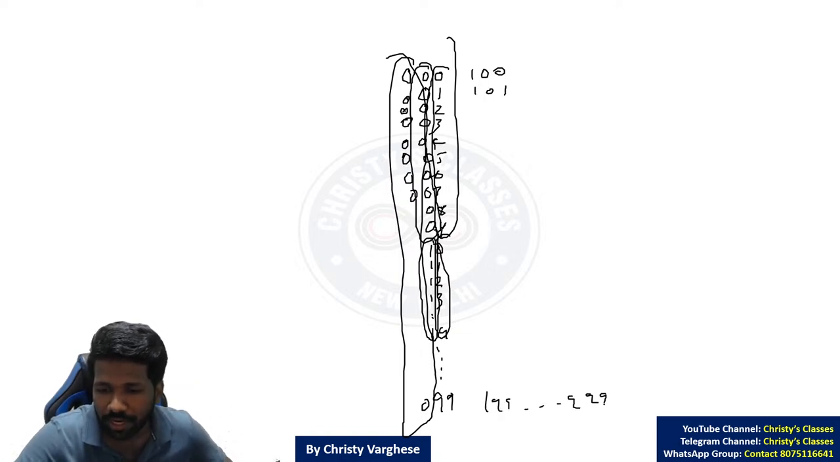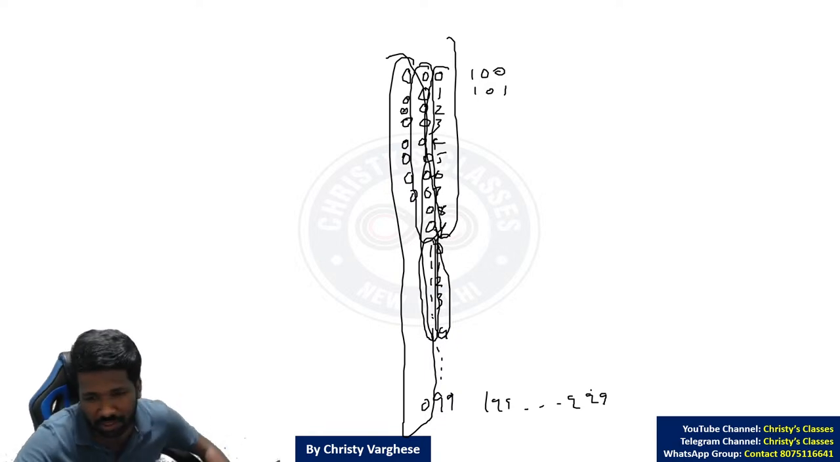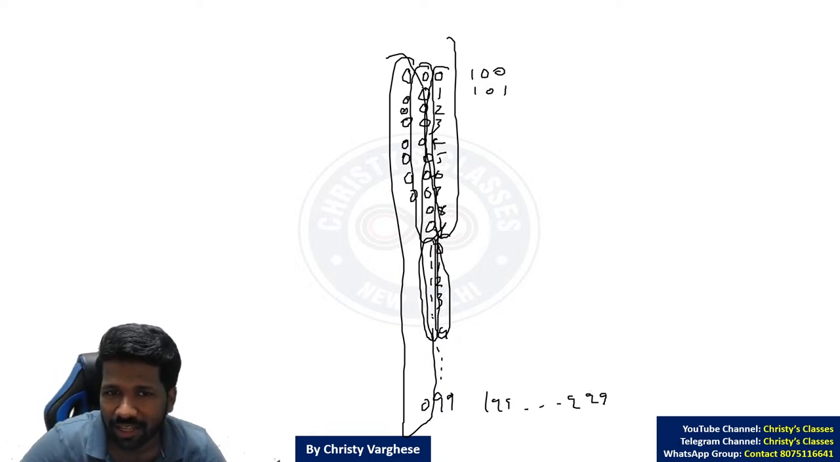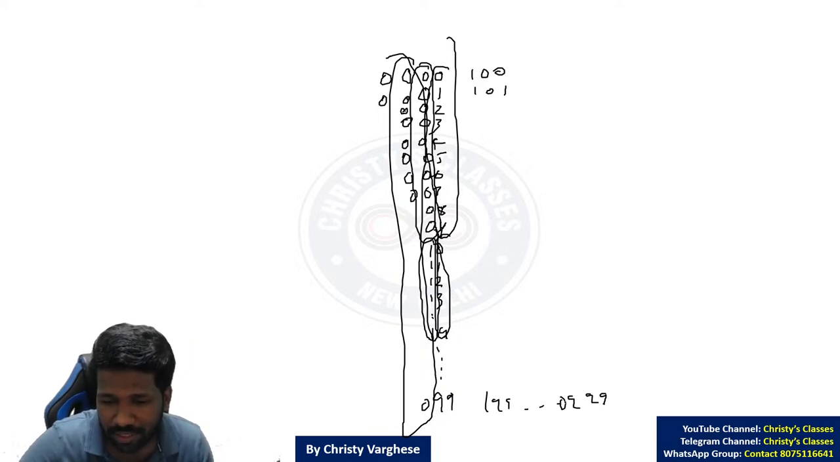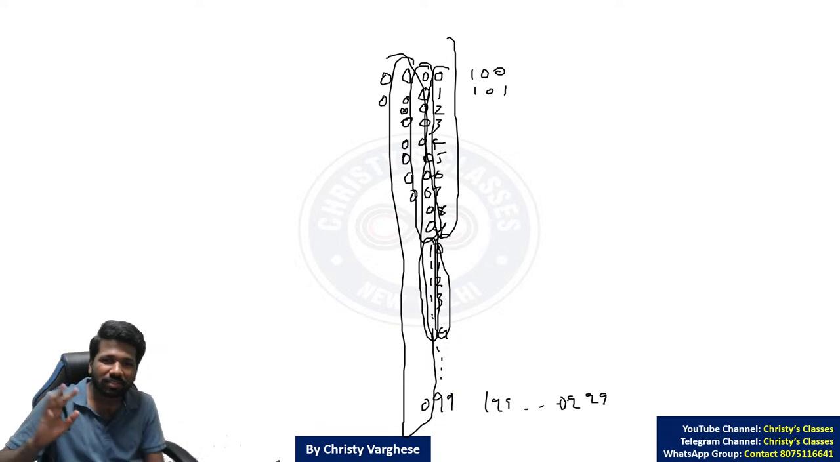Likewise, it will go up to 999. Now, all permutation combinations of 3 places are done. Then you have to reimagine the numbers as 4 digit numbers with 0 in the beginning. So, this is how any number system is created.